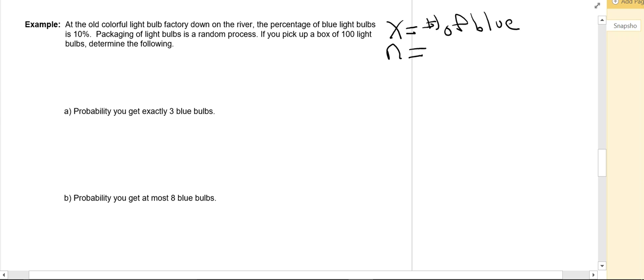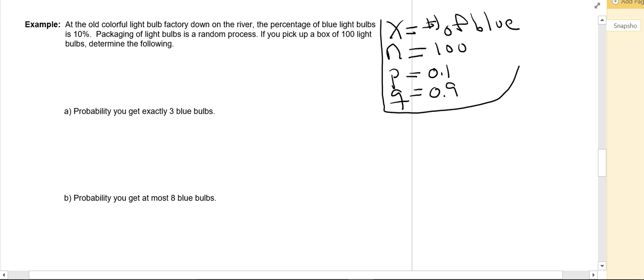The number of trials is equal to 100. The probability of getting a blue one is 0.1. The probability you don't get a blue one is 0.9. So here's our key information right here. The mean and standard deviation are also key information, but we're going to work with that later on.